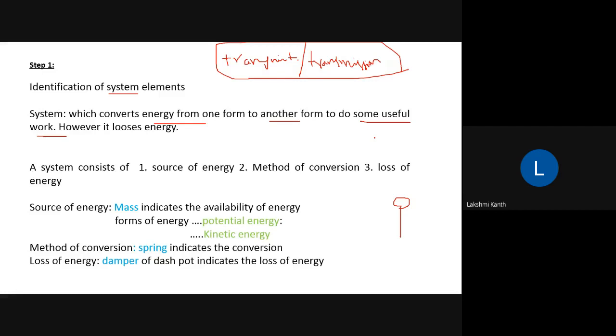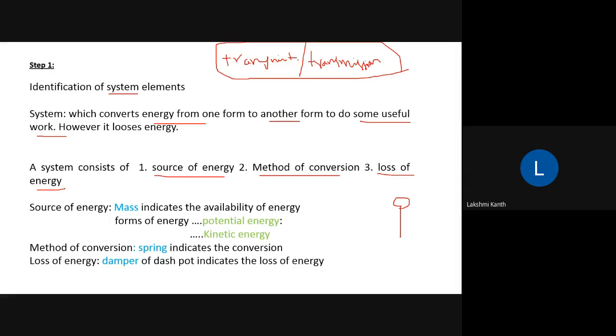Okay, thank you. Right, so any system consists of three things. This is important, so students, please make note. A system consists of a source of energy, a method of conversion, and loss of energy. These three are very, very important, whether it is a natural system or a man-made system. In the sense, the source of energy, the method of conversion, and the loss of energy.